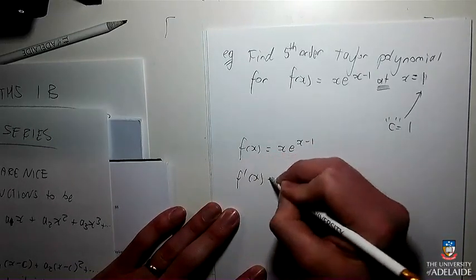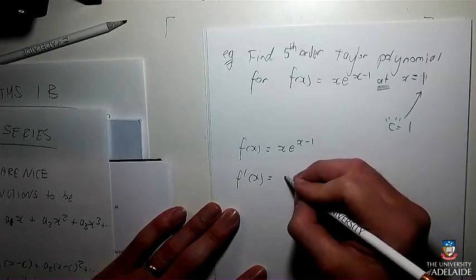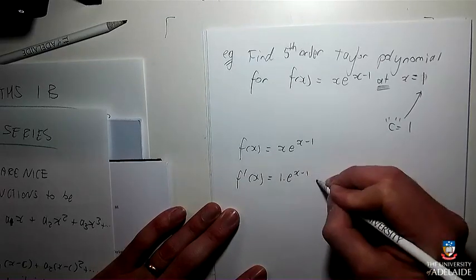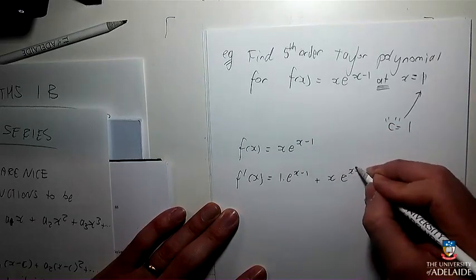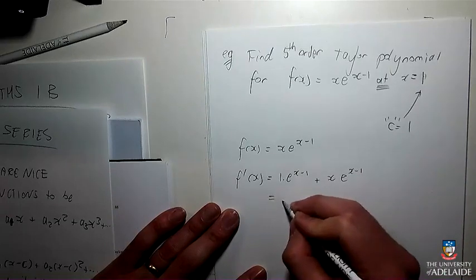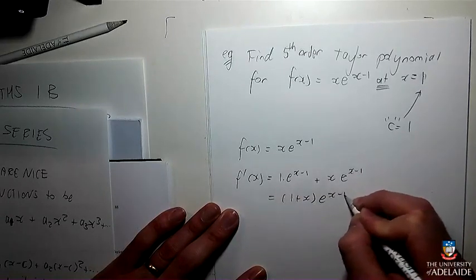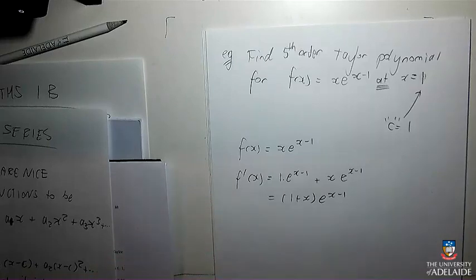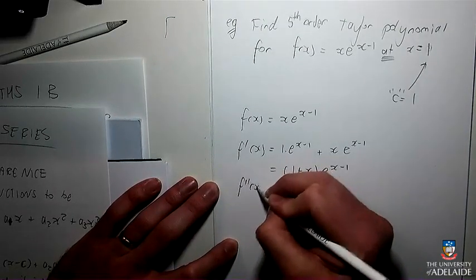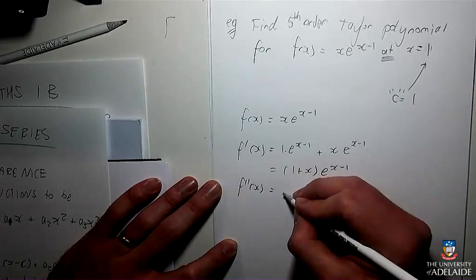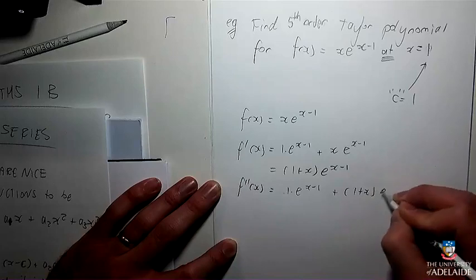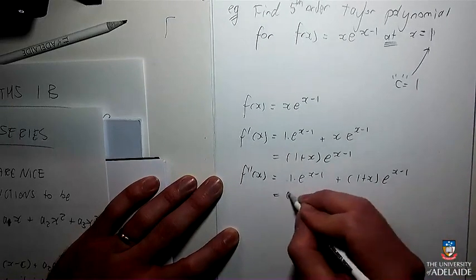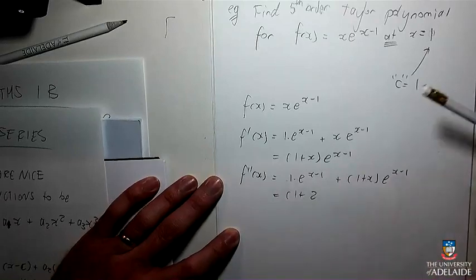And the first derivative, product rule. Differentiate the x, keep the e to the x minus 1, plus keep the x, differentiate the e to the x minus 1, which would be the same multiplied by the derivative of that, which is 1, so it's all good. I tend to find that if it's got e to the x's in it, it's useful to factorise it. So, differentiate this, which is 1, keep the e to the x minus 1, keep the 1 plus x, differentiate the e to the x minus 1. So it's 2 plus x.